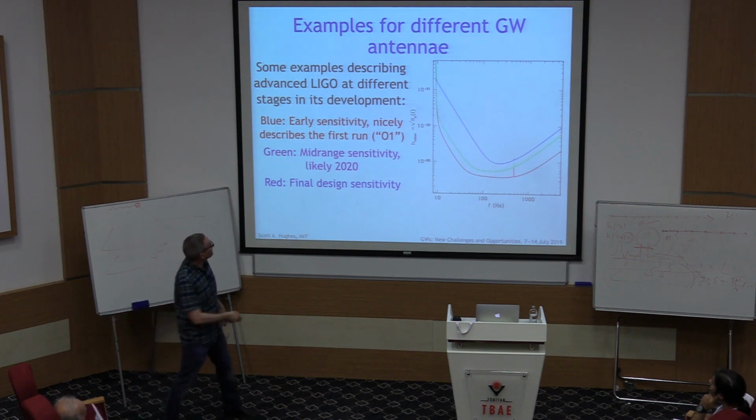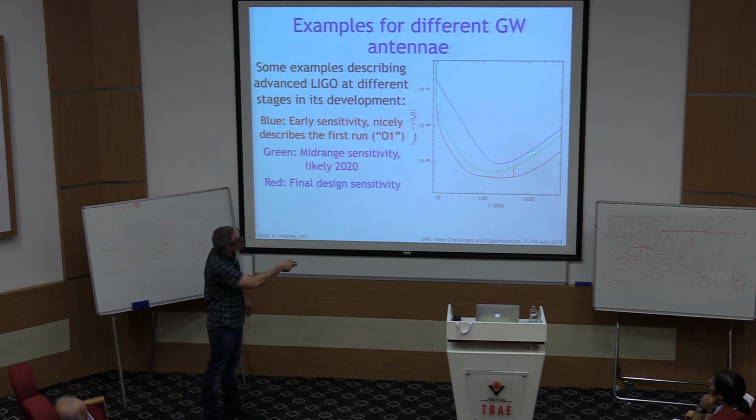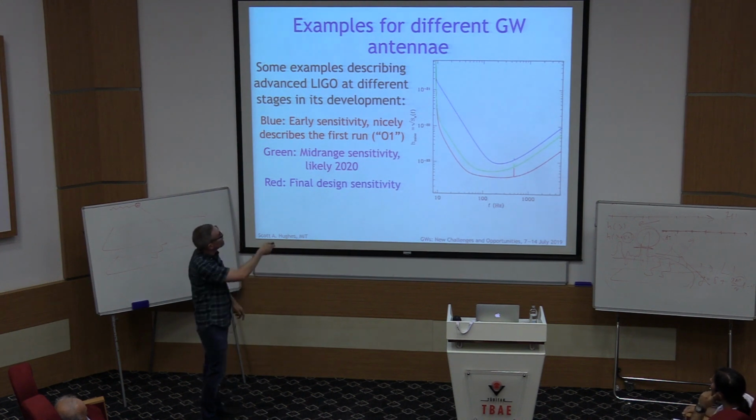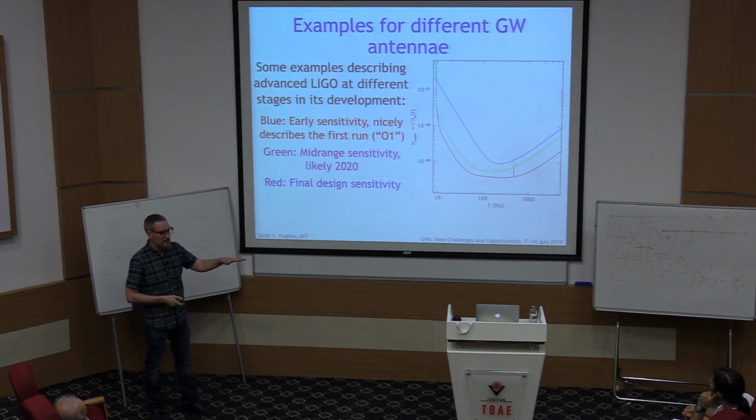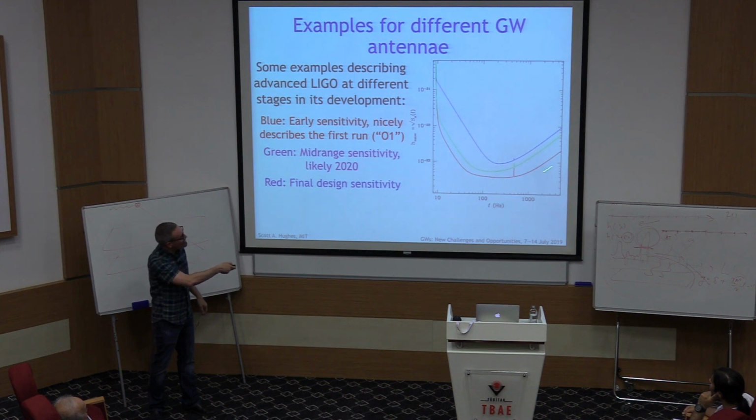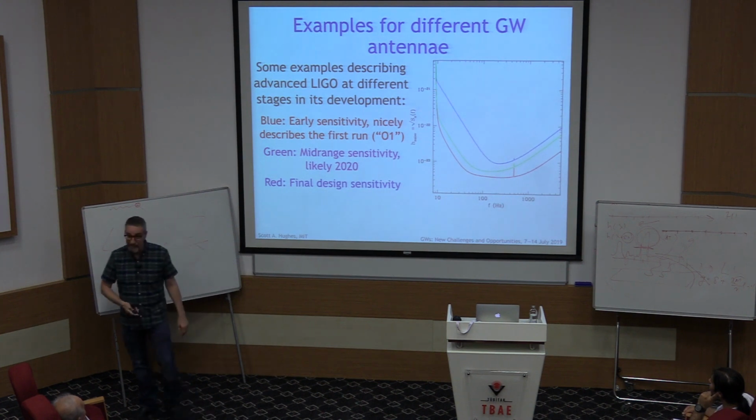But roughly speaking, this blue curve shows us what the sensitivity looks like in the O1 run. The green curve, I really wish I remembered where I took this from, but it's approximately the sensitivity that is being aimed at for next year. Again, I'm not quite sure. And red is the final design sensitivity that the detectors are aiming at.